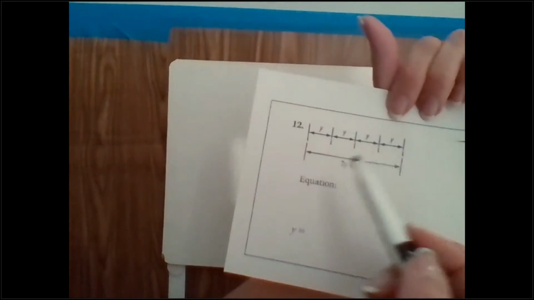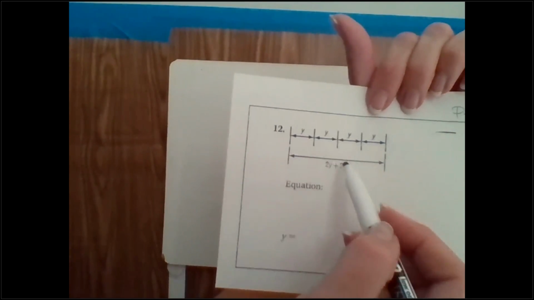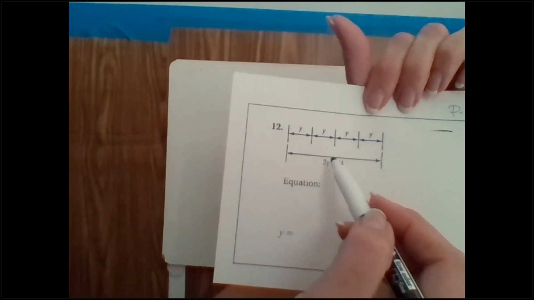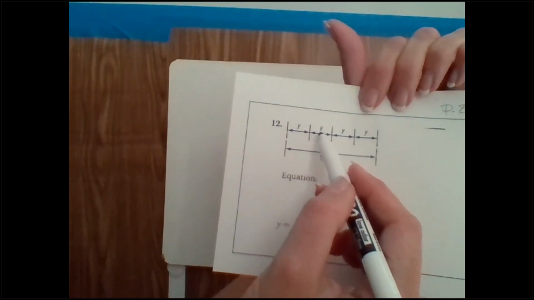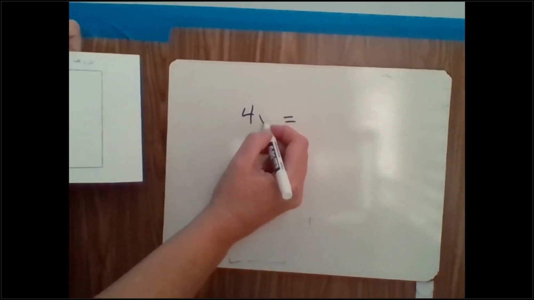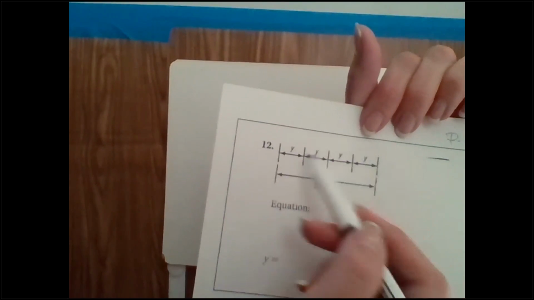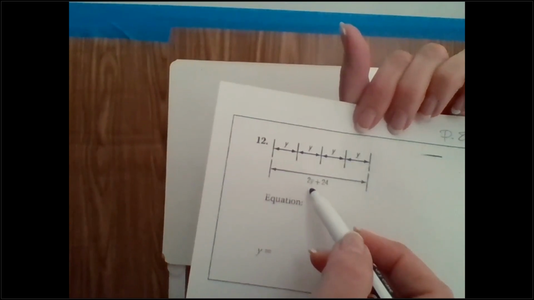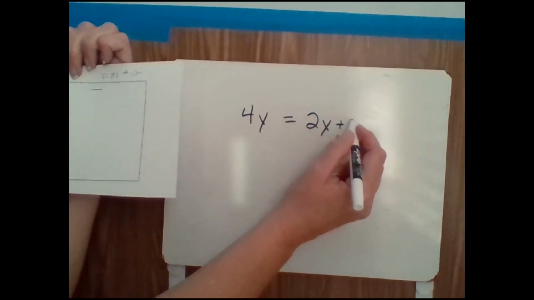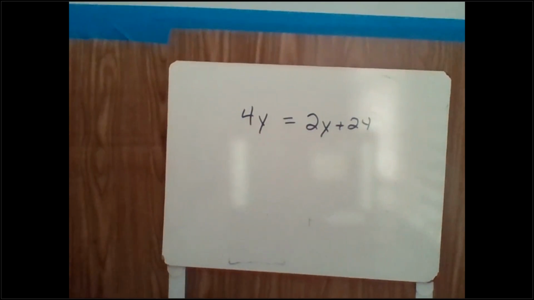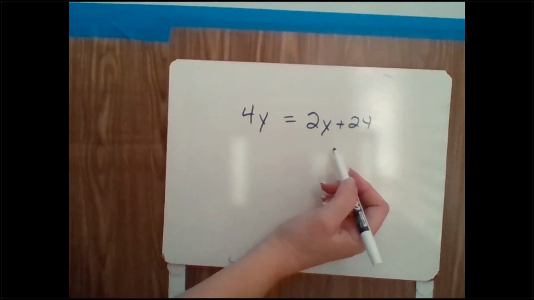So I'm going to use the equal sign to show that the two lines are the same length. On the top line here, I've got 4 sections that are all y long. I'm going to represent that by saying 4 times y. I've repeated y 4 times, that length. The other line is 2y plus 24, and they're the same length. Now all I have to do is solve.